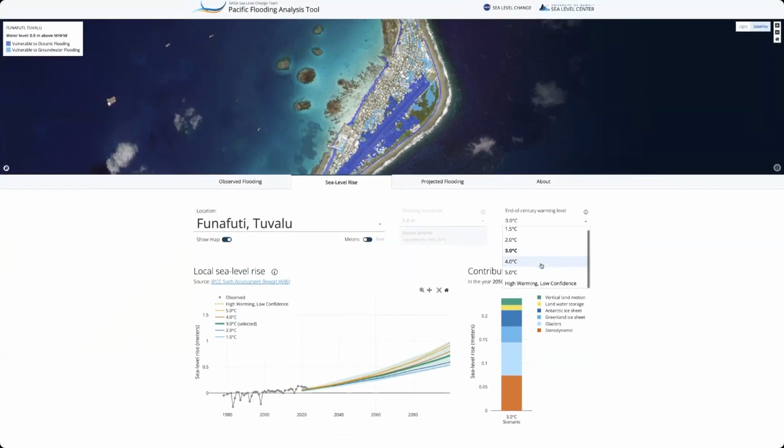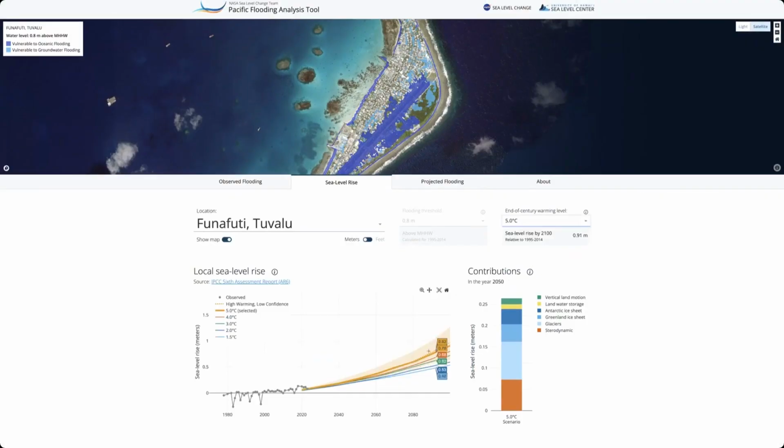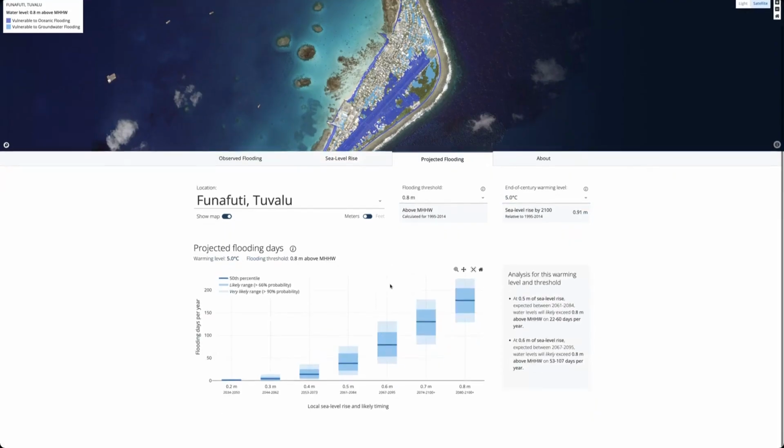There's another switch up here to use different amounts of warming. Let's choose a different warming level. Let's go something a little more aggressive. Let's say, what if there was 5 degrees C by the end of the century? Okay, so we have a more accelerated timeline here. We can then look at those flooding frequencies, and we can see that we might get 0.5 meters of sea level rise sometime in the 2060s and 2080s, at which point this runway area in Tuvalu will be exposed to anywhere from 20 to 60 days per year of flooding over the runway.